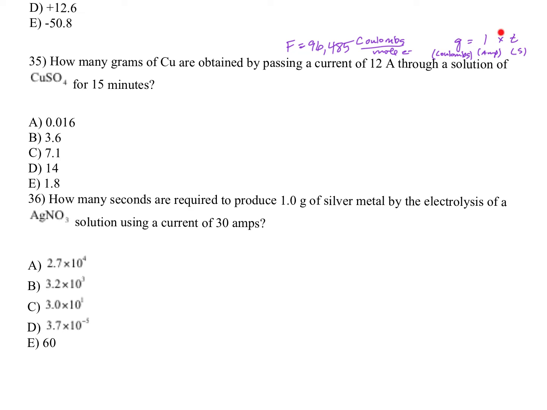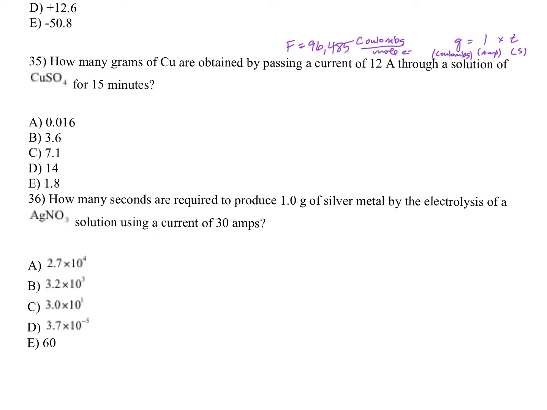But we will need this formula, which was not given to you, which is why I want to make this video for you now. Okay, so let's start by looking at problem 35. Problem 35 says, how many grams of copper are obtained by passing a current of 12 amps through a solution of copper sulfate? I know that's a little bit pixelly there, but that's CuSO4, copper 2 sulfate, for 15 minutes.